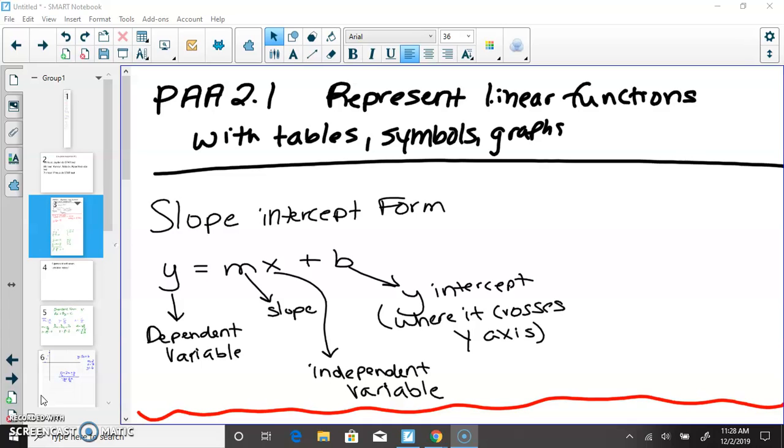Think about this. What is your slope? What does a slope mean? If you walk up the slope, what are you doing? Walking up a hill, right? If you walk down a slope, what are you doing? Walking down a hill. So the slope represents the incline of the line. It's up or down, right?